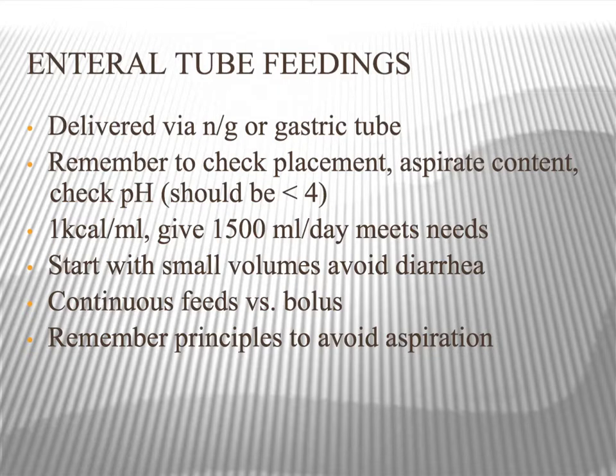We start off with enteral tube feeds. There's usually 1 kilocalorie per milliliter, and we need to give people that are suffering from malnutrition up to 1,500 mLs a day to meet their requirements. You start with small volumes to avoid diarrhea, and then you gradually increase. Now, just remember that if someone does develop diarrhea, then you can back off and gradually increase again. Okay, so that's how you avoid diarrhea.